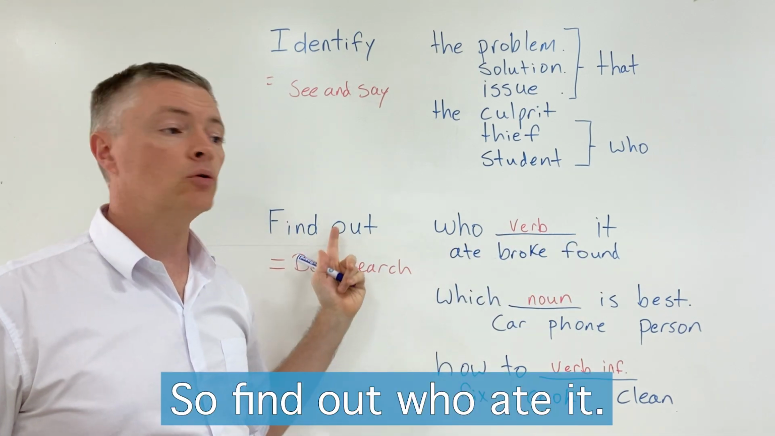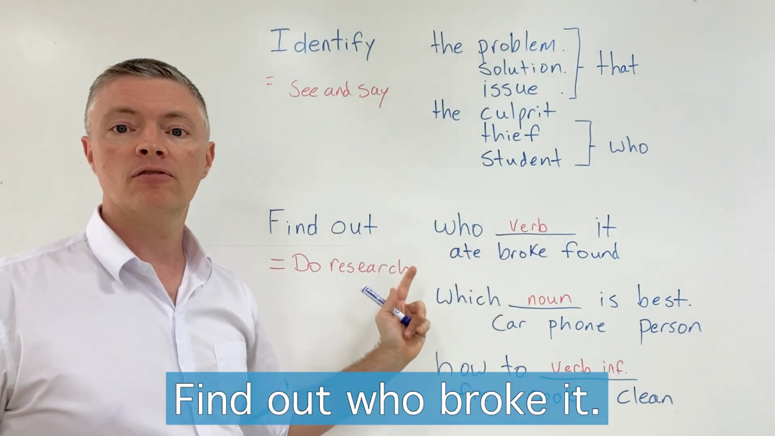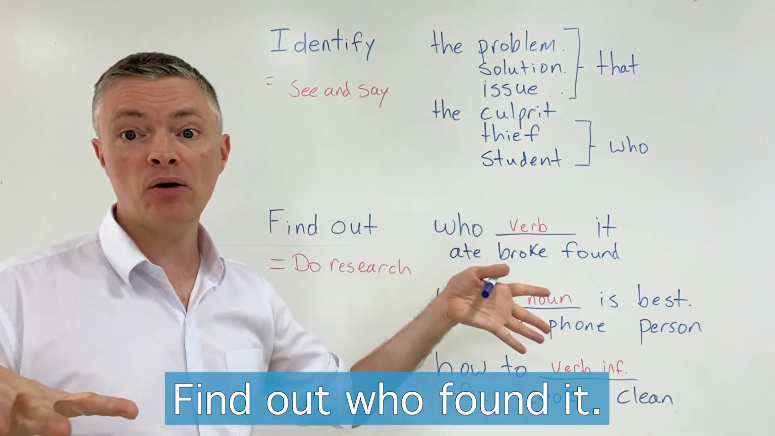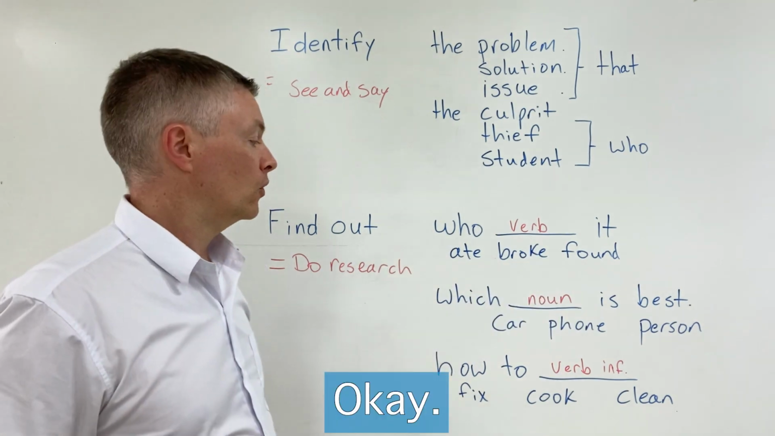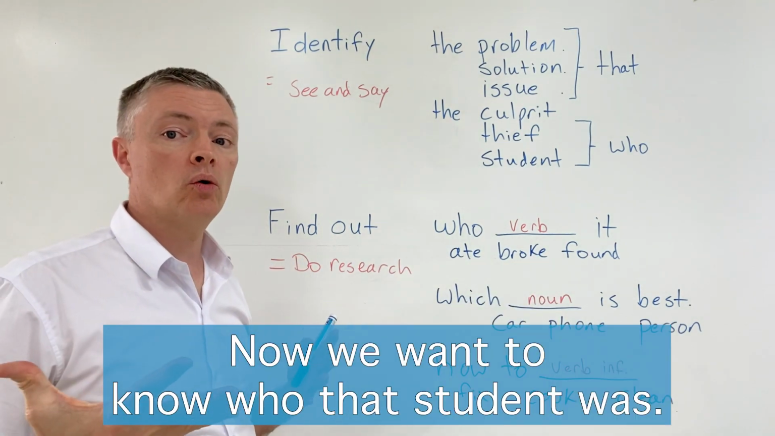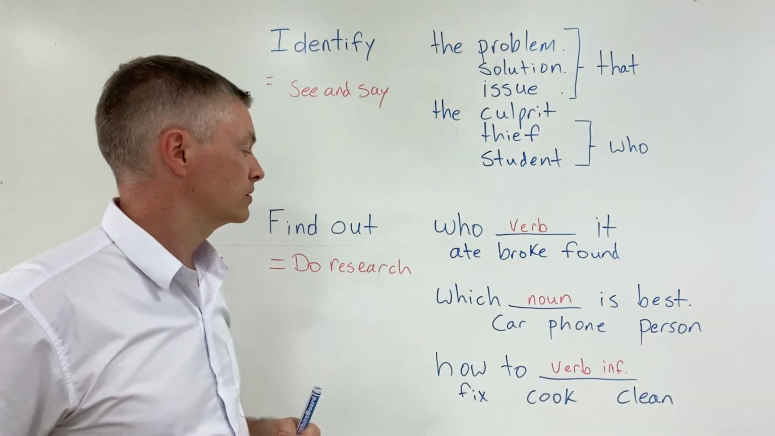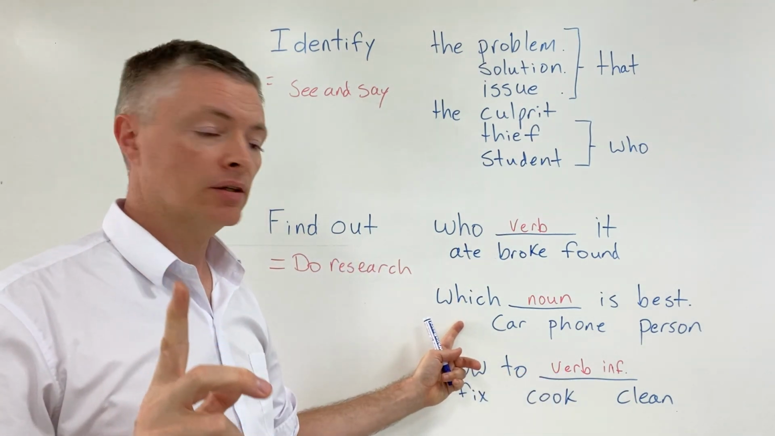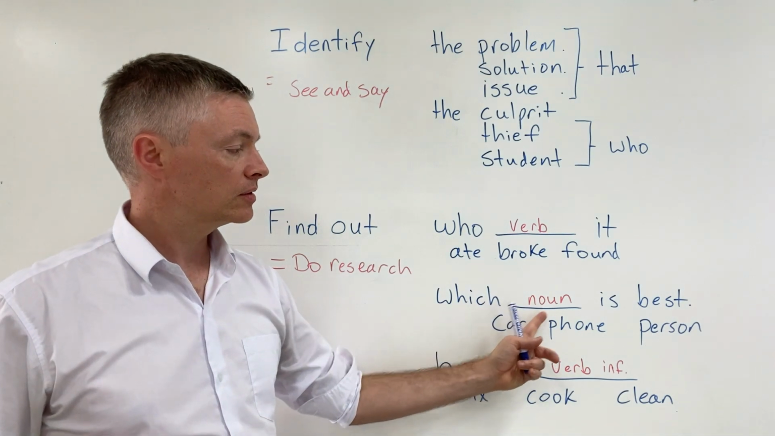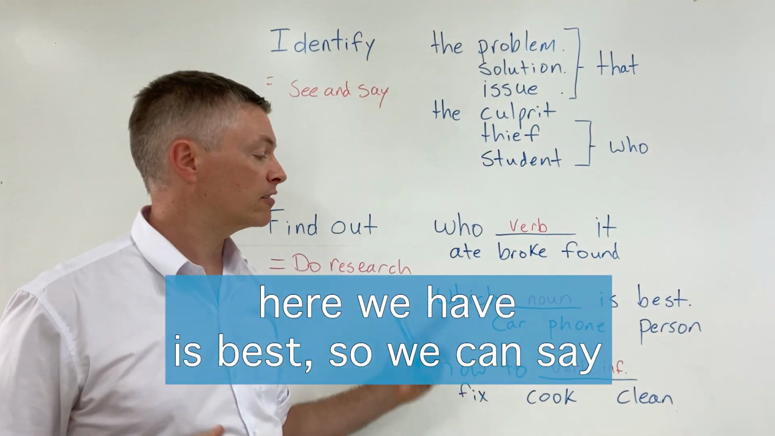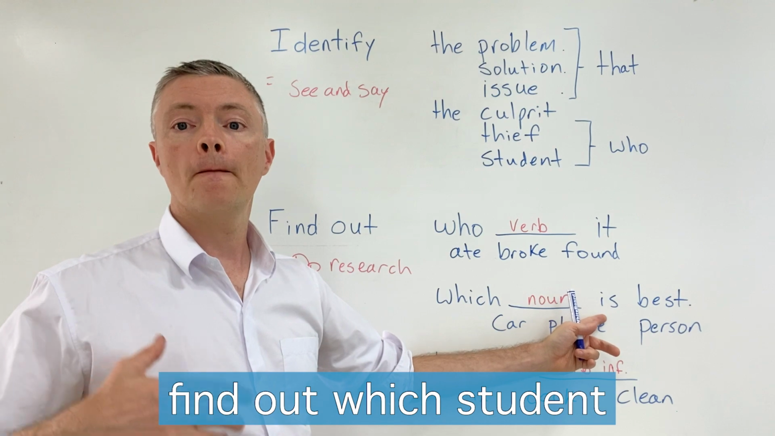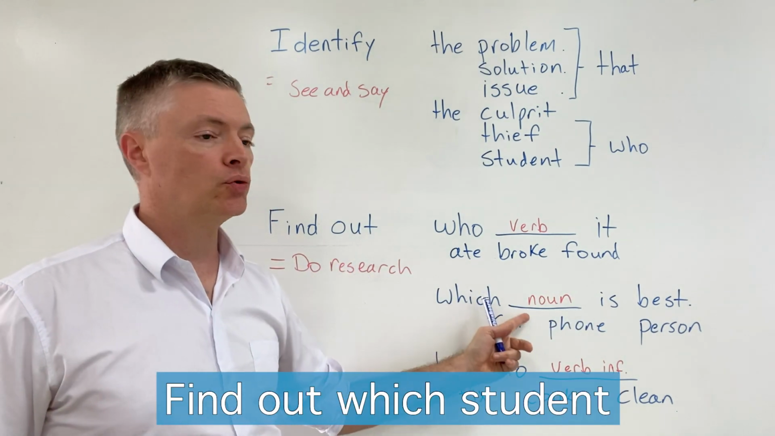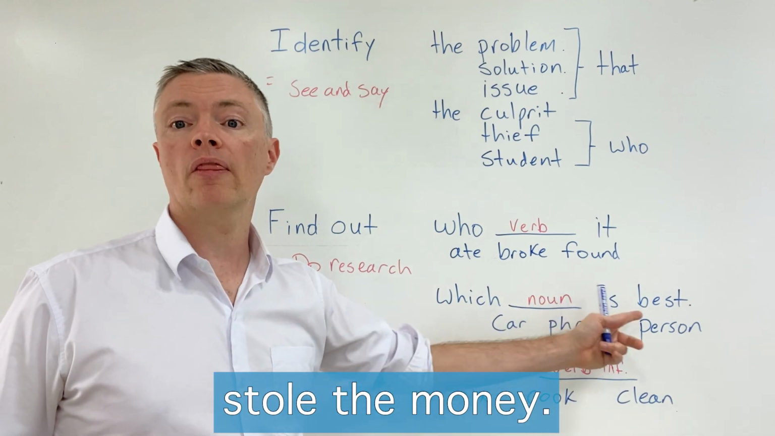So find out who ate it. Find out who broke it. Find out who found it. Okay, now we want to know who that student was. So find out which student, here we have his best, but we can say find out which student broke the chair. Find out which student stole the money.